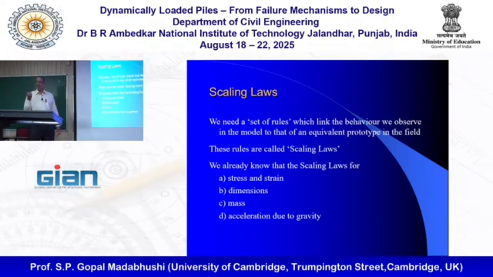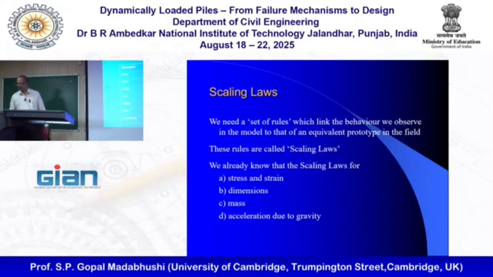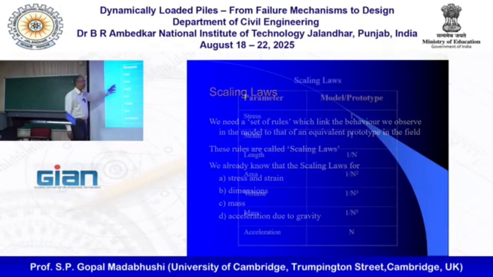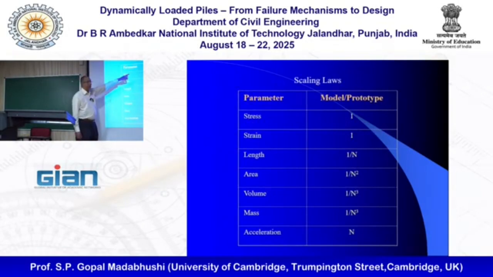That is the aim of the whole exercise, right? So we need some rules or laws that link the behavior observed in the model to the field structure. So these are called scaling laws. But we already know several of these. I'll list them in a table. We already derived stress and strain. It should be the same in the model and prototype, right? So that is one. Length means that we'll squash the thing by n. So 1 over n. Area is 1 over n squared. Volume 1 over n cubed. Mass 1 over n cubed. Acceleration n times larger. This we already know. So I just put them in a table. So these are the simple scaling laws.